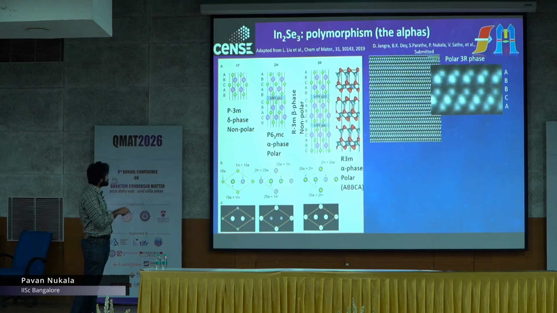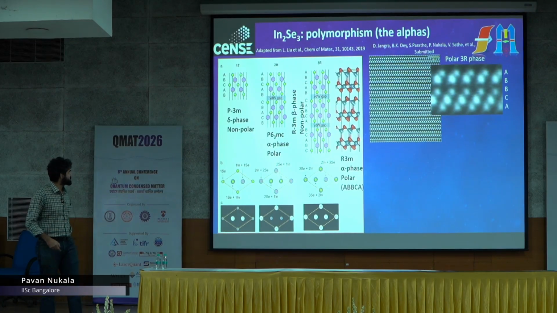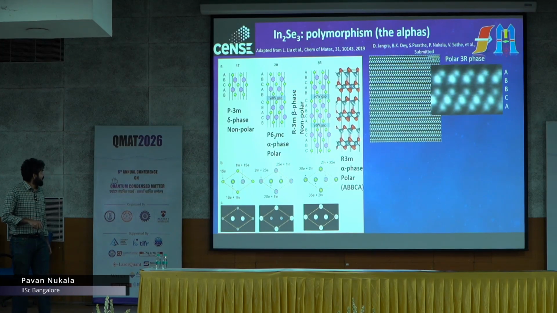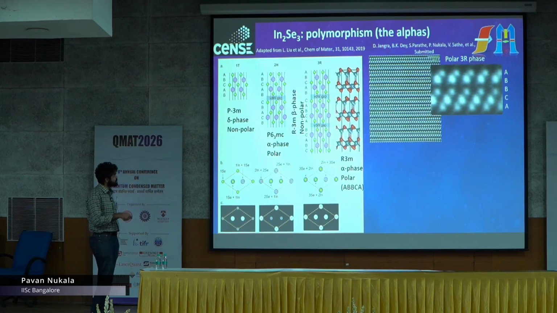3R, again, is a rhombohedral symmetry, right? You have a threefold axis here with two van der Waals layers in between, or a three-layer stack that repeats as a unit cell. You can just buy 3R from HQ graphene, and when you do cross-sectional imaging, you see that the structure is indeed this.